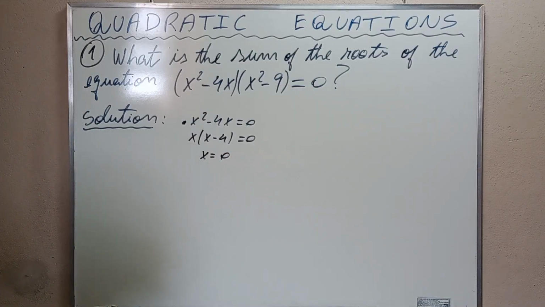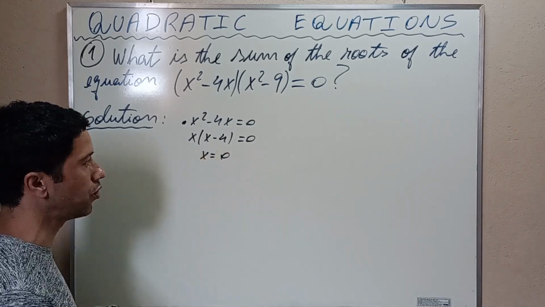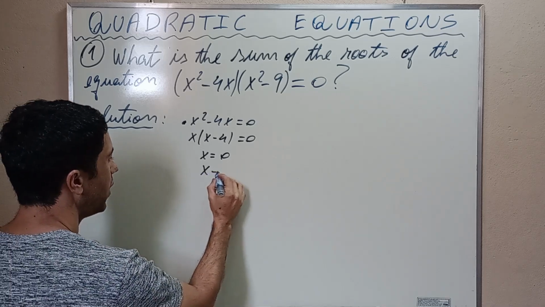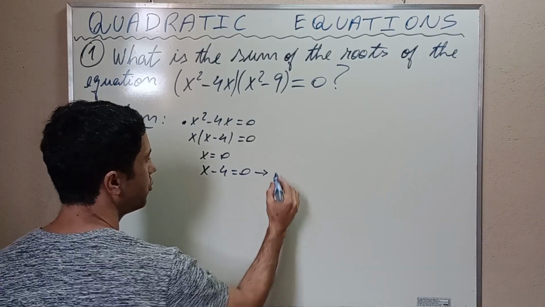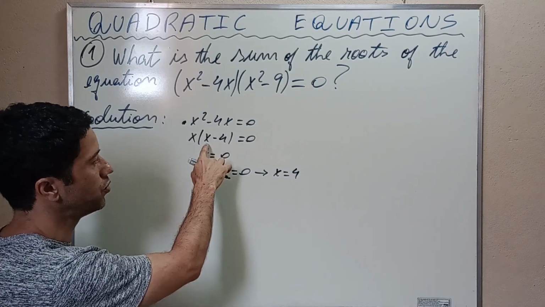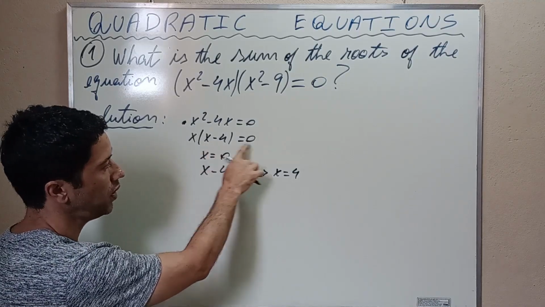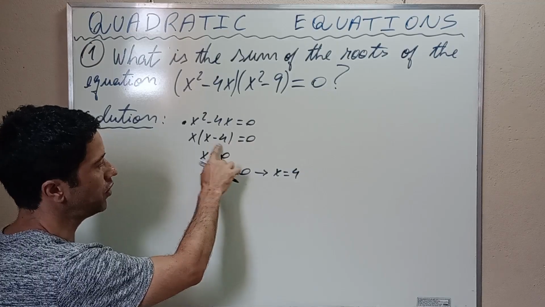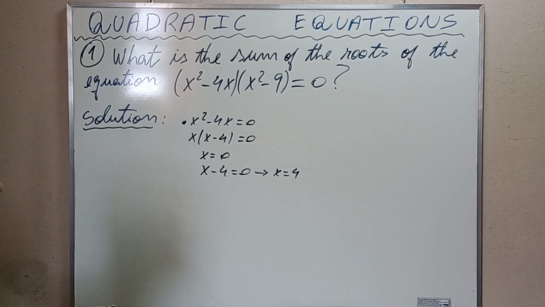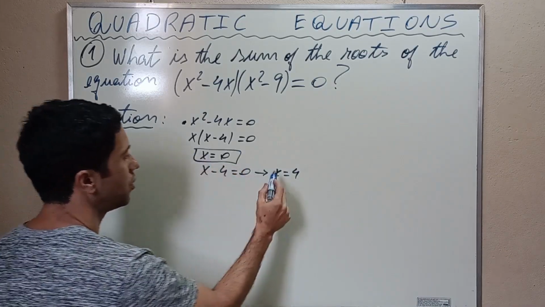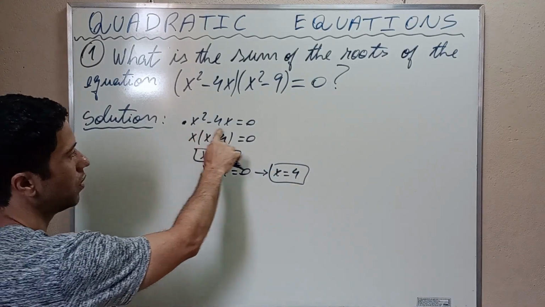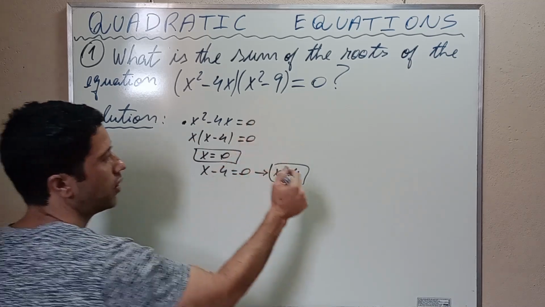But there is an additional value that makes this equal to 0, and this is the root of this equation. X minus 4 equal to 0, in which x is equal to 4. If I substitute 4 here, 4 minus 4 is equal to 0. Okay, 0 times any value here will be 0. Then we know that x equal to 0 and x equal to 4 are the roots of this equation here, okay? Let's do the same for this.